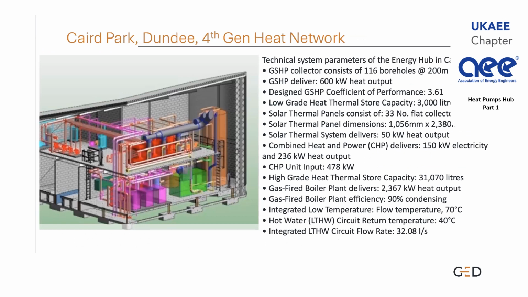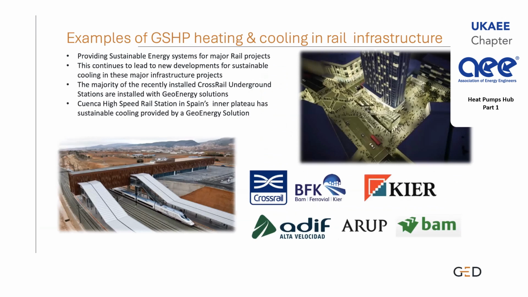Caird Park in Dundee is a fourth generation heat network, a mixture of ground source, CHP, gas boilers, boreholes, heating primarily the centre of excellence for sport, but adding on over time additional buildings. Examples of ground source heat pumps in heating, cooling and rail infrastructure. A lot of the over-site development in London on Crossrail uses the infrastructure that's put in the diaphragm walls and the grout shafts below the ground when Crossrail was being constructed. And the high-speed rail system in Spain's inner plateau also has a cooling system which is derived from ground source.